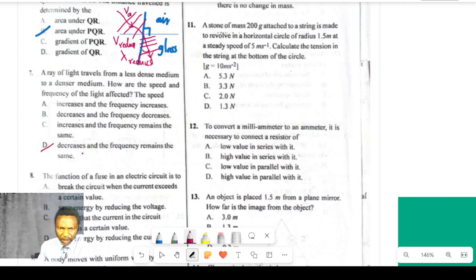So both decrease and then the frequency remains the same. So both the speed and the wavelength decrease.